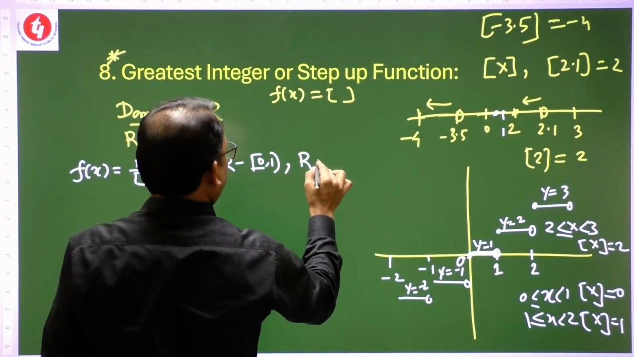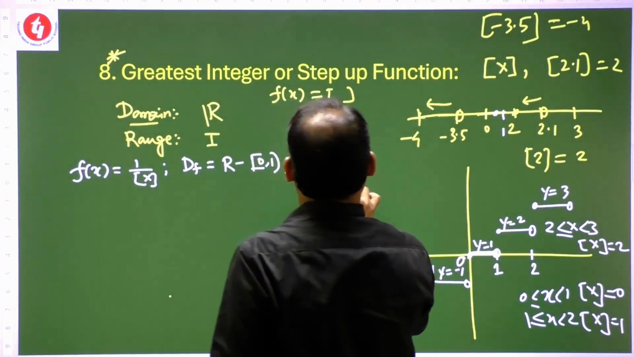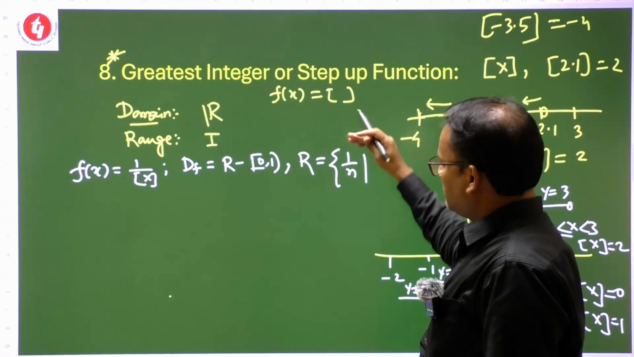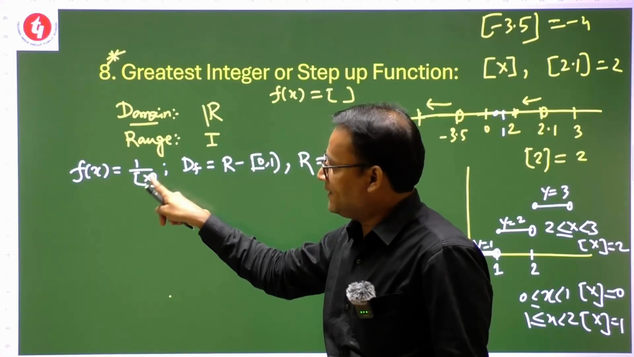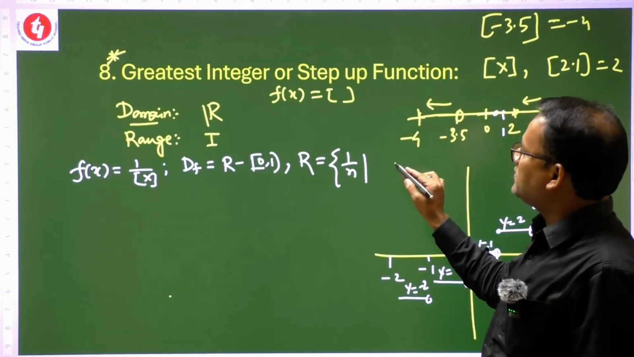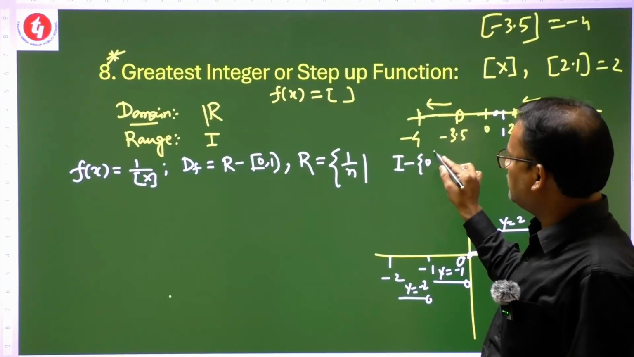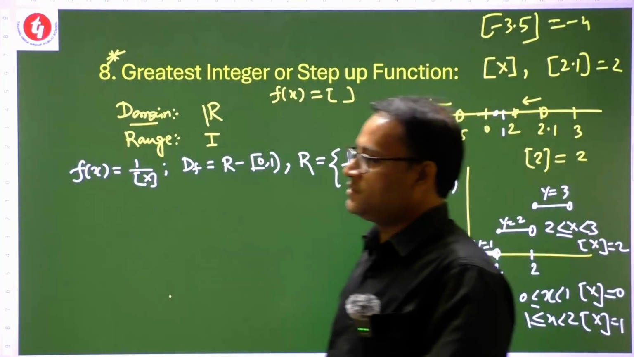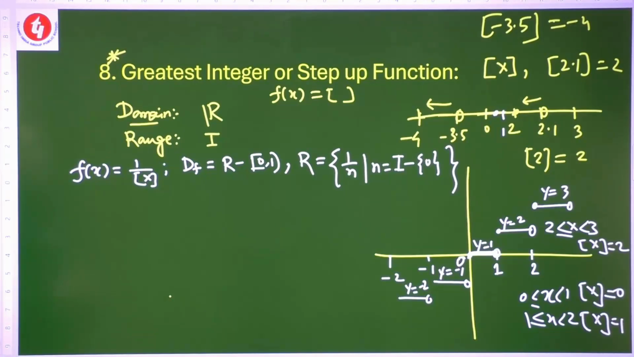What is the range of this function? Every time you are getting an integer, so the range will be numbers of the type 1 by n. In this set of all 1 by n, every integer will come here, except 0. 0 will not come. So from the set of all integers I, you have to subtract 0. So your n will be the set of all integers I minus 0. You can't take 0 here. So this is the range of the function f(x) equal to 1 by box of x.